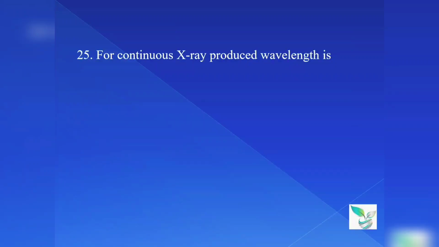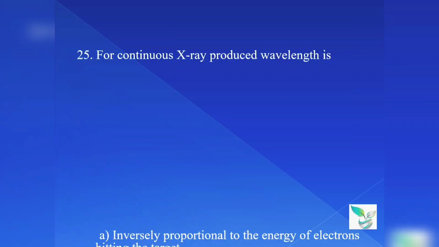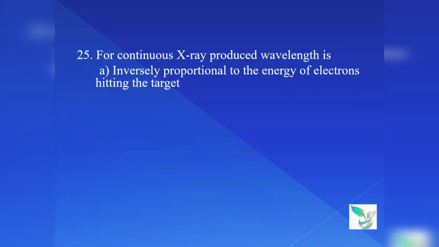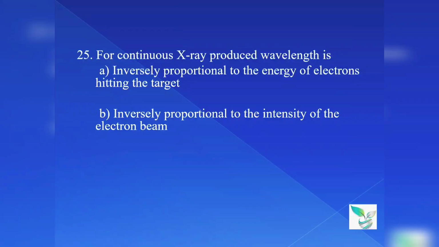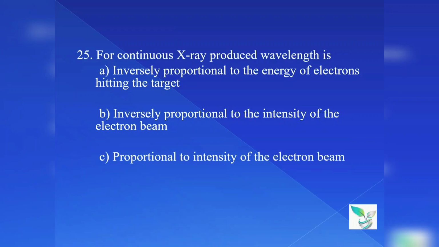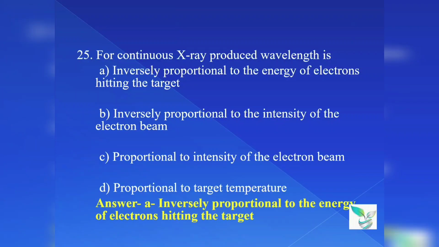For continuous X-ray produced, the wavelength is option A, inversely proportional to the energy of electrons hitting the target, option B, inversely proportional to the intensity of the electron beam, option C, proportional to intensity of the electron beam, and option D, proportional to target temperature. The answer is option A, inversely proportional to the energy of electrons hitting the target. So for continuous X-ray produced, the wavelength is inversely proportional to the energy of the electrons hitting the target.